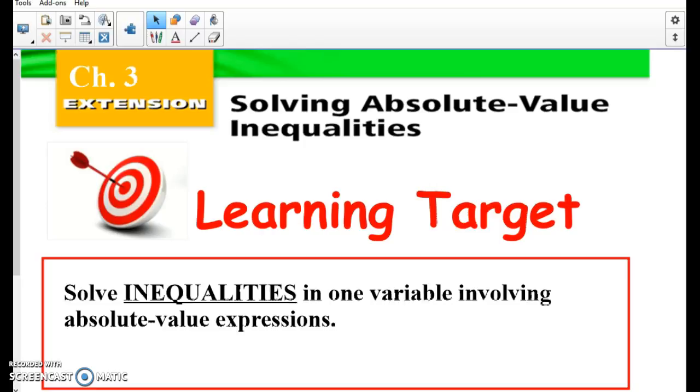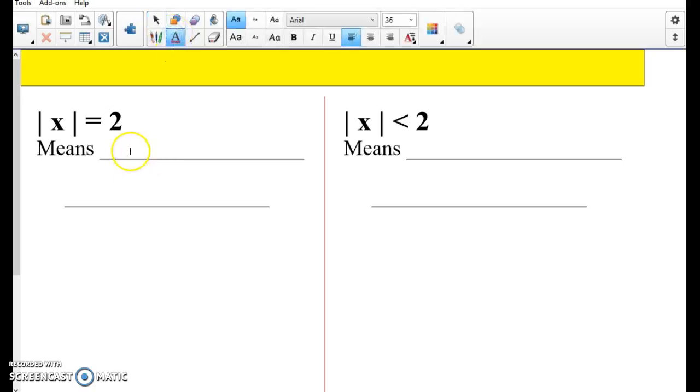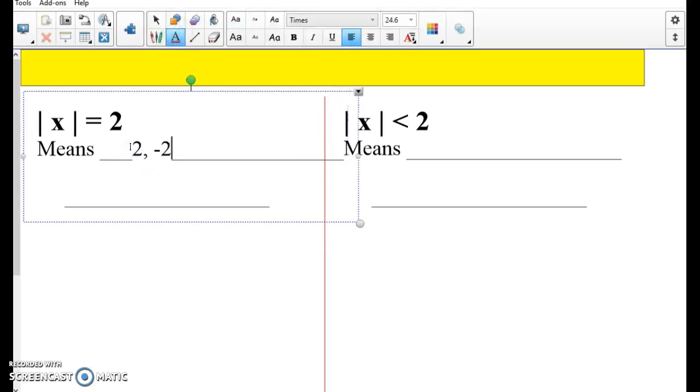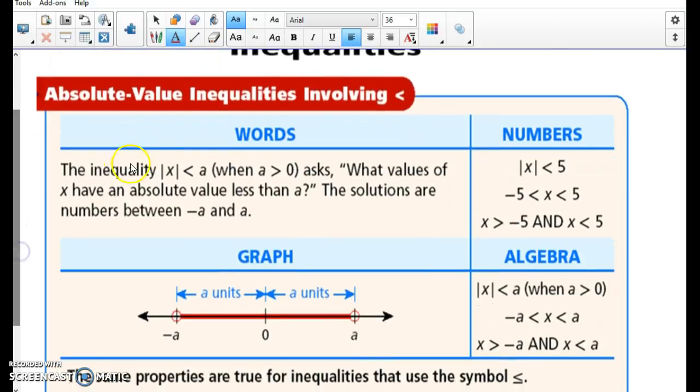But last time we did solving absolute value equations. Now it's inequalities. So remember, if I have something like this, absolute value of x equals 2, that means I really have two answers. I have 2 and negative 2. When I have something like this, absolute value of x is less than 2, well, that means I have lots of answers because there's lots of numbers that are less than 2, and then especially with the absolute value of them. So remember, really the only difference between this lesson and last lesson is that sign. You'll kind of see that as we do some example problems.